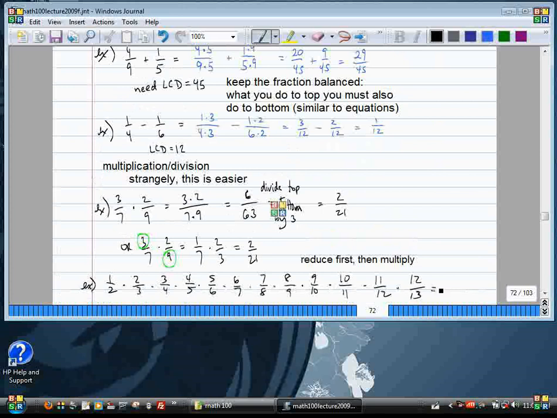Okay. So how do you do this problem? Yeah. Right. You would never in your right mind do 1 times 2 times 3 times 4 times 5 times 6 times 7 times 8 times 9 times 10 times 11 times 12 and then put that over 2 times 3 times 4 times 5 blah blah blah blah. You would never do that first. Right? The clearly the right thing to do is cancel, cancel, cancel. And you can immediately see that this works out to 1 over 13.